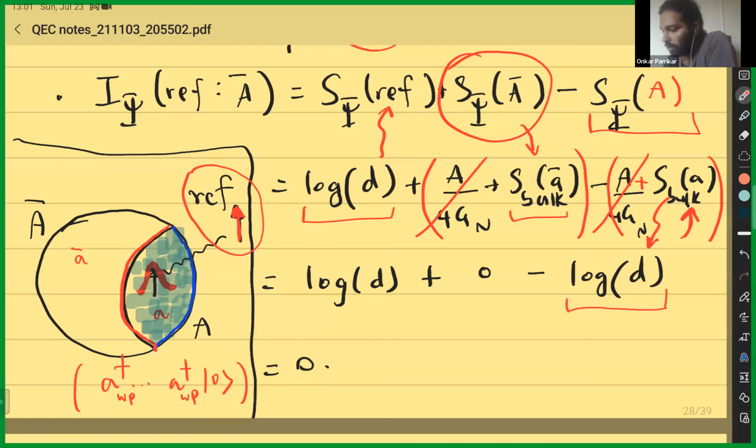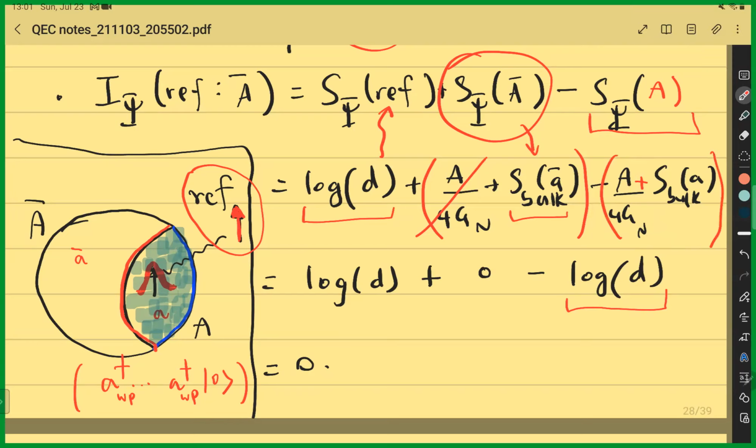First of all, you can try to get this by doing a Renyi entropy calculation, but intuitively the argument is this. The entanglement entropy of capital A is the area over 4G Newton term plus S bulk of the entanglement wedge of little a. Now there is this mode sitting around in this little a region which is maximally mixed. It's maximally mixed because in computing the entanglement entropy of capital A, you have traced out the reference system.